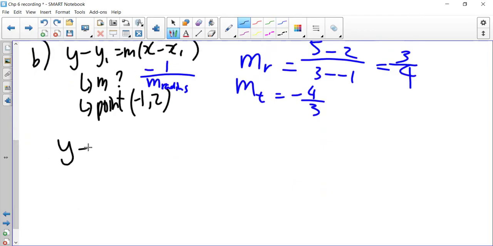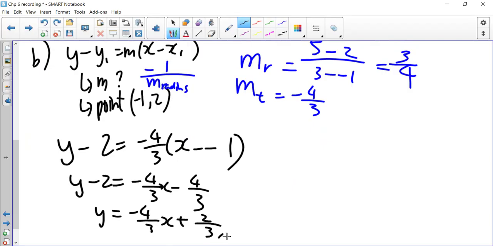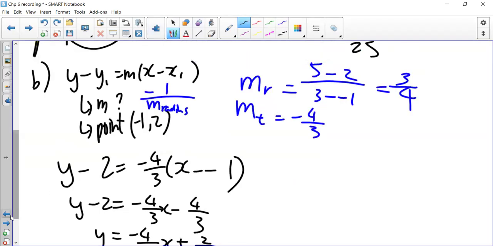So y minus y1 equals m times (x minus x1), so y minus 2 equals negative 4/3 times (x minus 1). If I expand the bracket and add 2, you should get y equals negative 4/3 x plus 2/3. Okay, yeah, nice and easy to me.